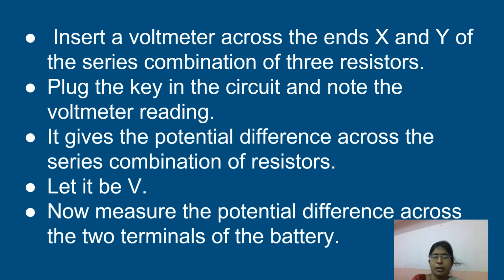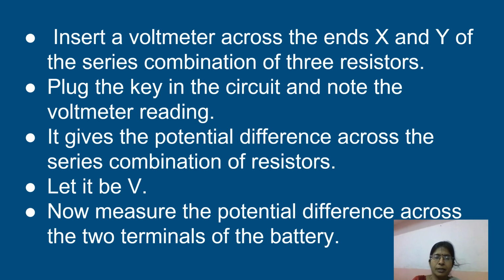Now let's see. So here you have observed the current reading. Now what about the potential difference, voltmeter reading? This time insert a voltmeter across the ends X and Y. You have seen the positions X and Y. Now insert voltmeter across X and Y of the series combination of three resistors. Then plug the key again. Note the voltmeter reading. So after you plug the key, note the voltmeter reading. So it gives the potential difference.